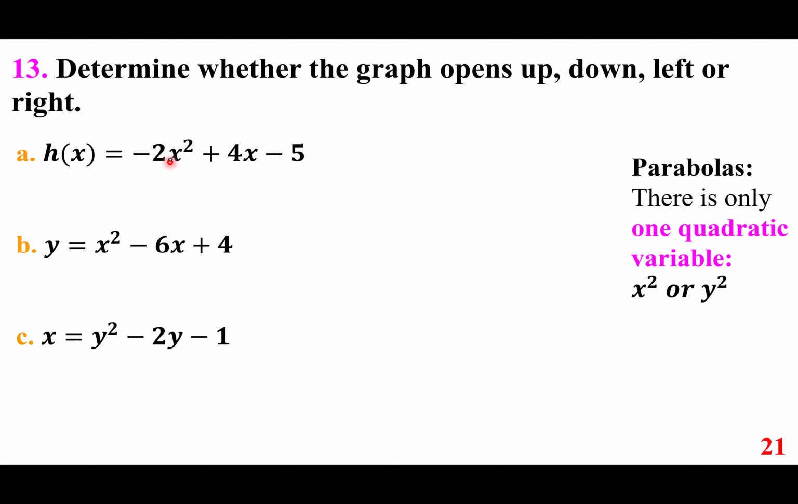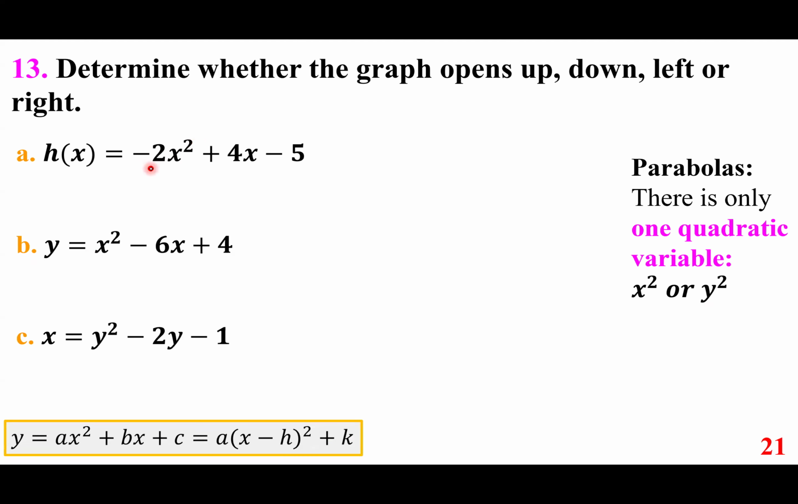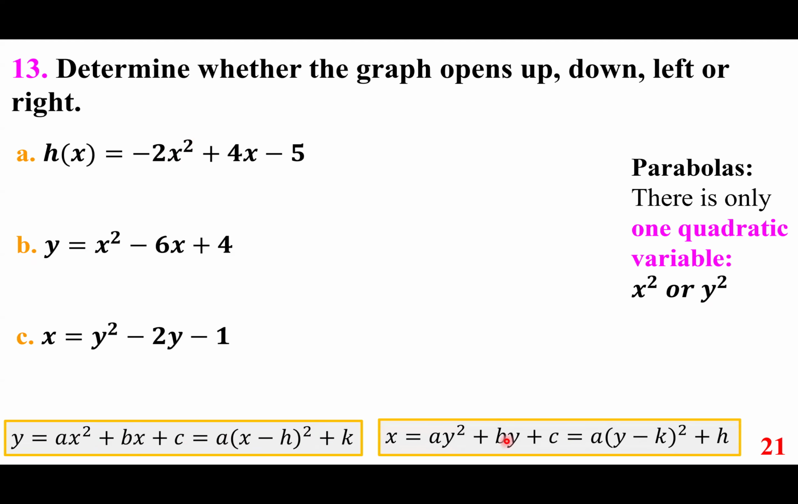In this case, it's quadratic with respect to x, so it opens up or down. A is negative, it opens down. Y equals ax squared plus bx plus c, or a times x minus h quantity squared plus k. X equals ay squared plus by plus c, or a times y minus k quantity squared plus h. So a is negative, opens down because it's x squared. Again, it's x squared, so it opens up or down. A is 1, it opens up.